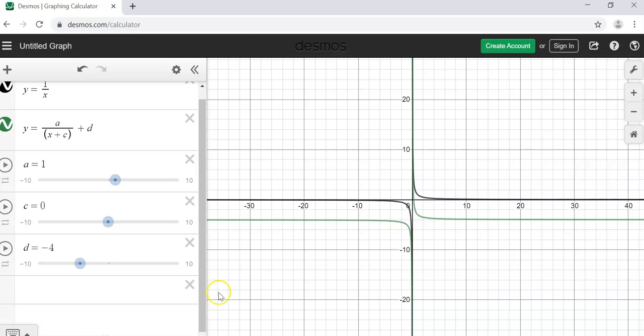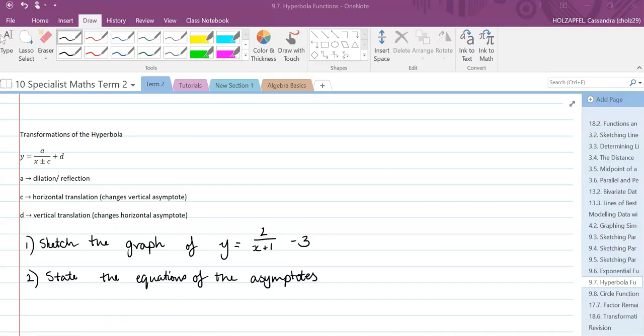So let's go ahead and find a question that we can work through. So transformations of the hyperbola, I've just summarized those three values for us there. So we're going to sketch the graph of y is equal to 2 over x plus 1, minus 3, and we're going to state the equations of the asymptotes. So let's go ahead and draw in this graph, and this is going to be a little bit difficult for me to draw by hand, so we will double check our answer in decimals at the end.